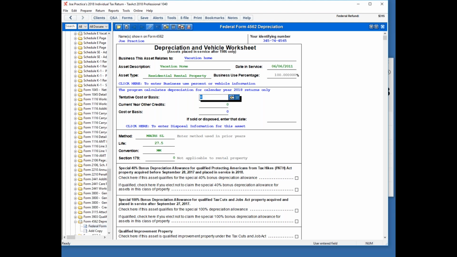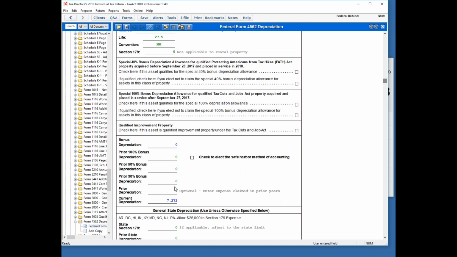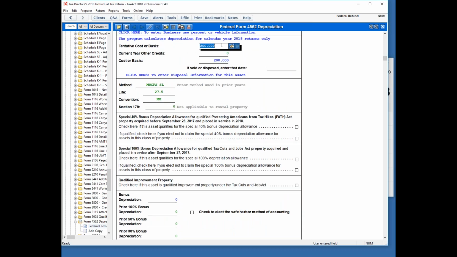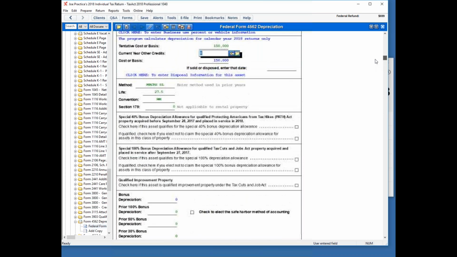Now let's just pretend, let's see what it is if I put our basis of our property at 200,000. So I'm going to scroll down here. All right, current depreciation is 72. So let's make it a little bit less than 200,000. Let's see what 150 does. Let's see if we can get close to that 5,000 mark. That's pretty close, 5,400. Let's try to get it just a tad closer. Let's do 142.